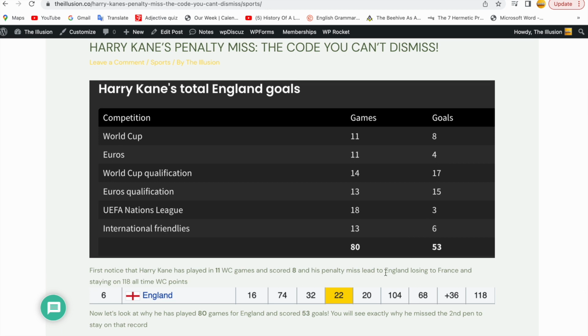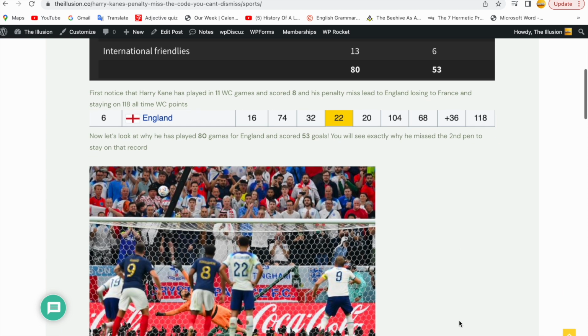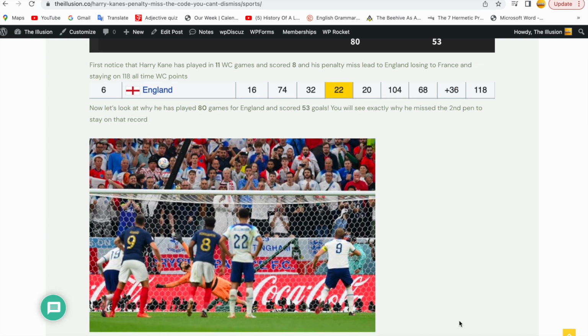Well, Harry Kane's penalty miss led to England losing to France, keeping England on 118 all-time World Cup points. 118. Now let's look at why he played 80 games for England and scored 53 goals. You will see exactly why he missed the second pen to stay on that record and why I said he would miss the penalty. Just like I said he would score in this game.